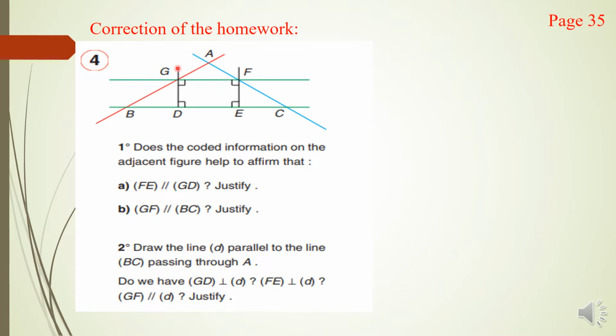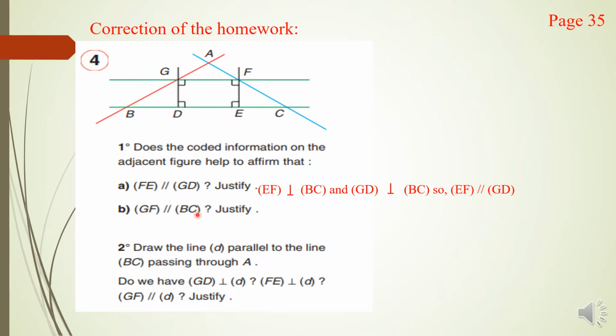In exercise number 4, we have a figure. Does the coded information on the adjacent figure help to affirm that FE is parallel to GD? Look at FE. Is it parallel to GD? Yes, of course, they never meet. But why? Excellent, they are perpendicular to the same line BC. How can we write it? Like this: FE perpendicular to BC, GD is perpendicular to BC, so GD and FE are parallel.